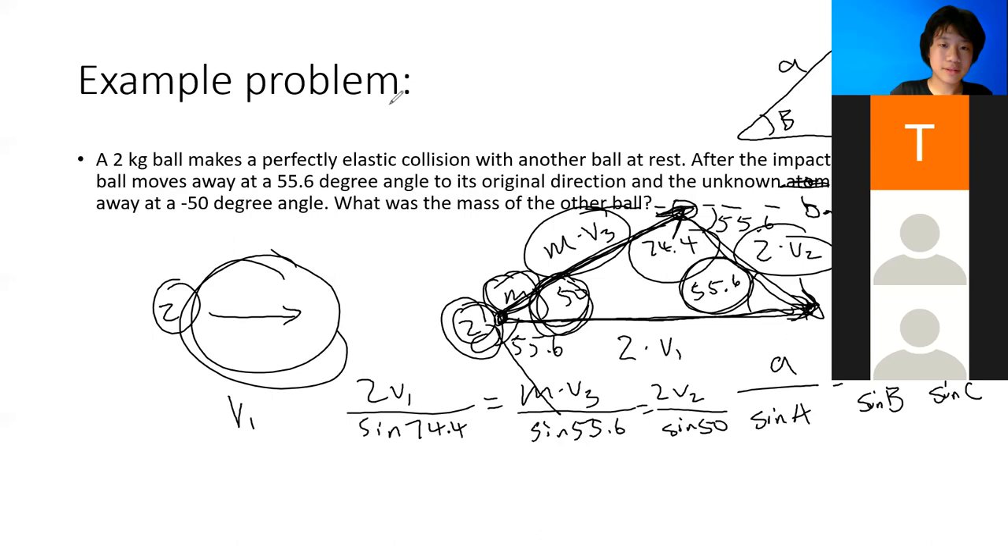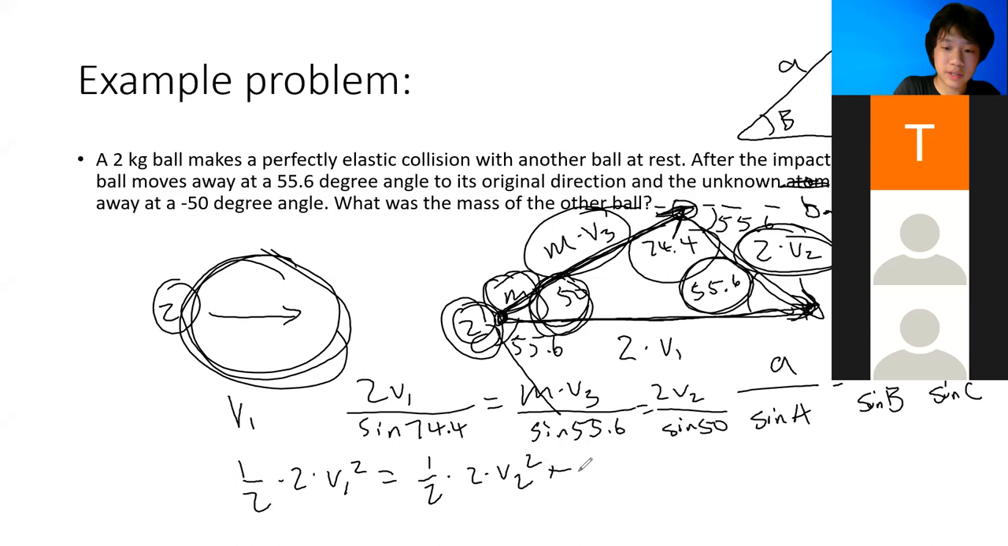So the initial energy, which is just the mass 2 moving at V1, 1 half times 2 times V1 squared equals the final energy, 1 half times, well, the mass 2 will go at V2, 1 half m V3 squared. Okay, so now we have V1, V2, and V3, and m all as our unknowns in this equation. So how do we solve for this?